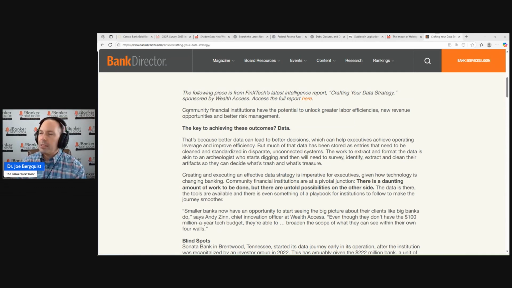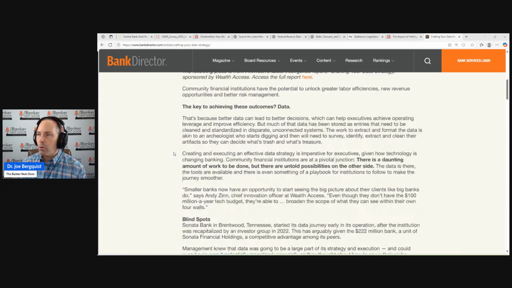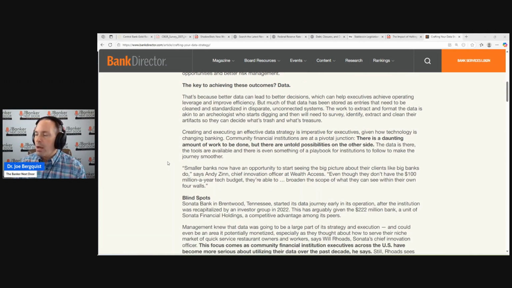But then it says here, community financial institutions have the potential to unlock greater labor efficiencies, new revenue opportunities, and better risk management. What is the key to achieving these outcomes? It's data. That's because better data can lead to better decisions, which can help executives achieve operating leverage and improve efficiency. But much of that data has been stored as entries that need to be cleaned and standardized in disparate, unconnected systems. The work to extract and format the data is akin to an archaeologist who starts digging and then will need to survey, identify, extract, and clean their artifacts so they can decide what's trash and what's treasure.